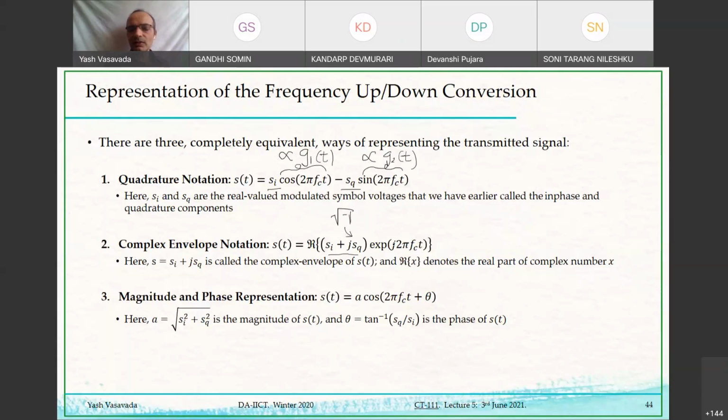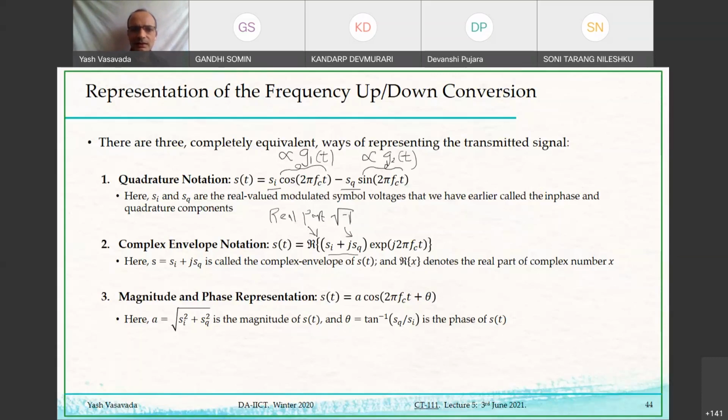And this is multiplied by the complex exponential of 2 pi fct. If you expand this out and take the real part, ignoring the imaginary part, it is the same as this. You should be able to show this by writing the exponential function as cosine plus j times sine, then doing the multiplication and taking the real part. And the third one follows directly from a trigonometric identity.